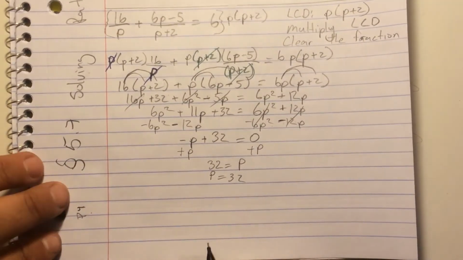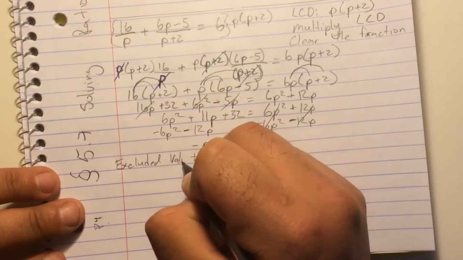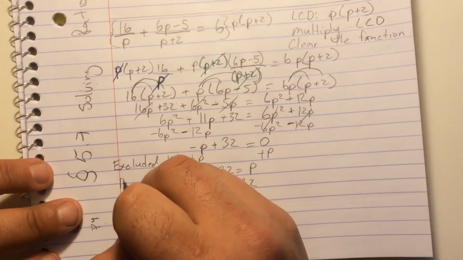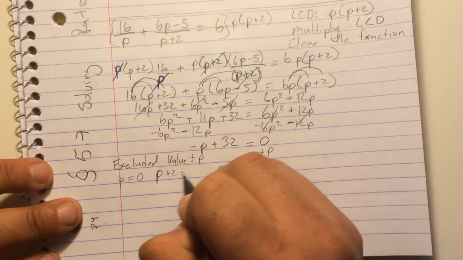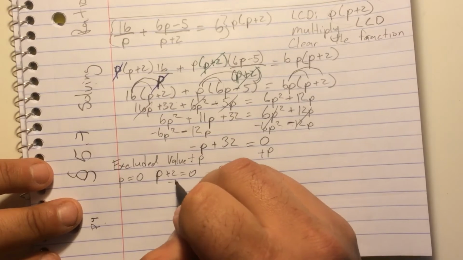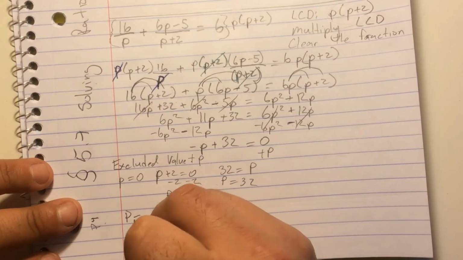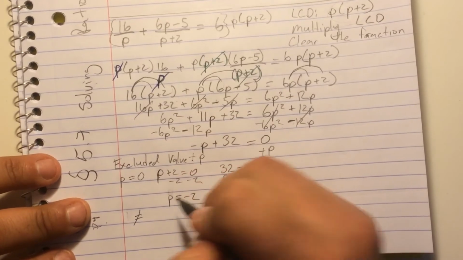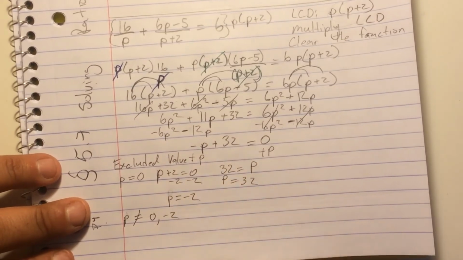So let's go ahead and do our excluded values first. Excluded value, and we check our LCD, which is our p is equal to 0 because we're going to set them to 0, and then our p plus 2 equals 0. Well, this one's already done because p is already set to 0, and then we're going to subtract 2 there, and we get that p is equal to negative 2. So p cannot equal. Sorry, I keep doing that, but it's hard to write them when we're doing the lowercase p's. Lowercase p is not equal to 0 and negative 2.